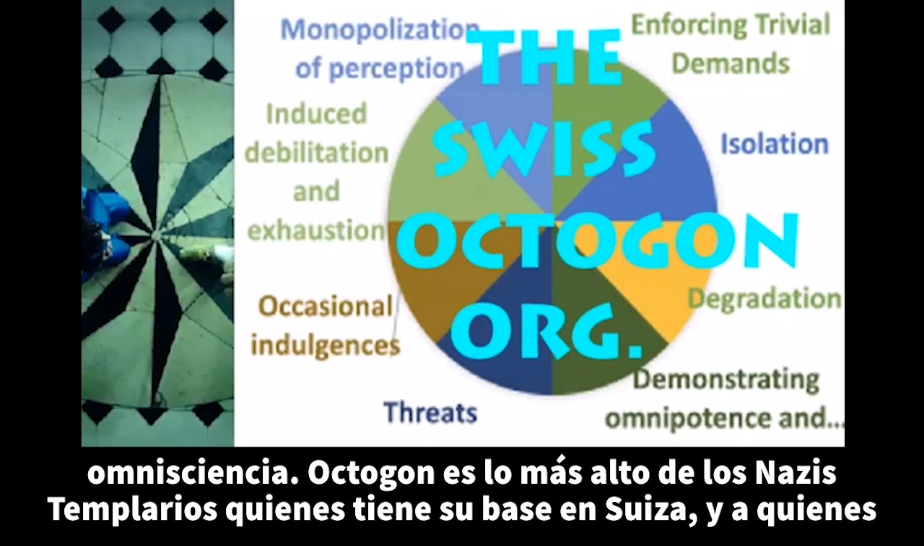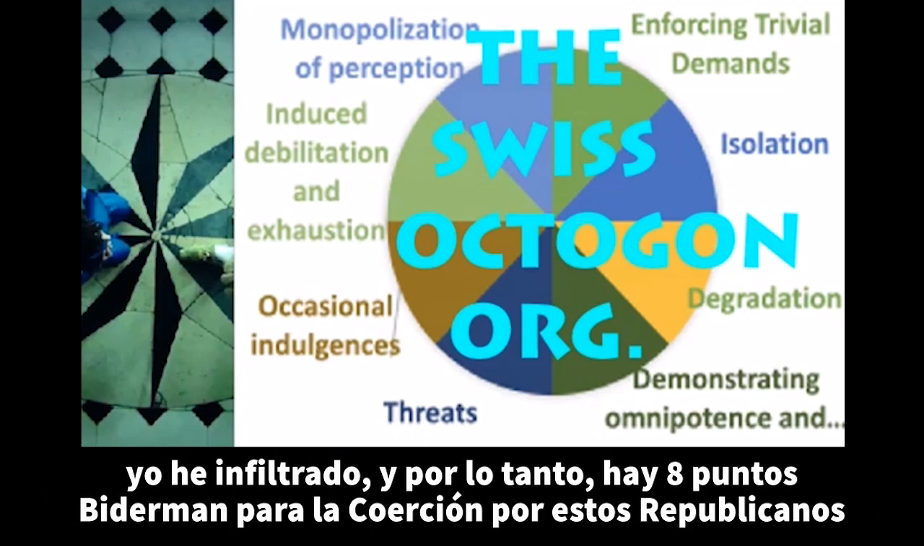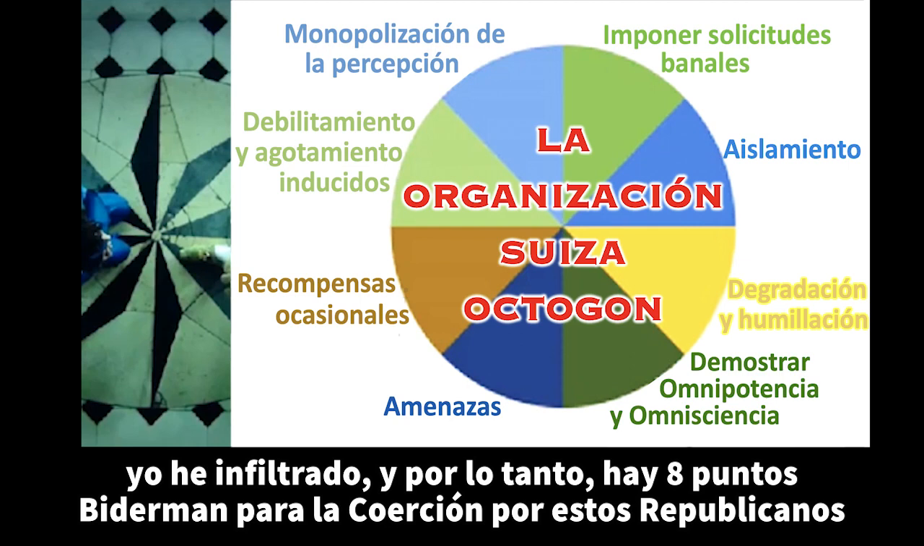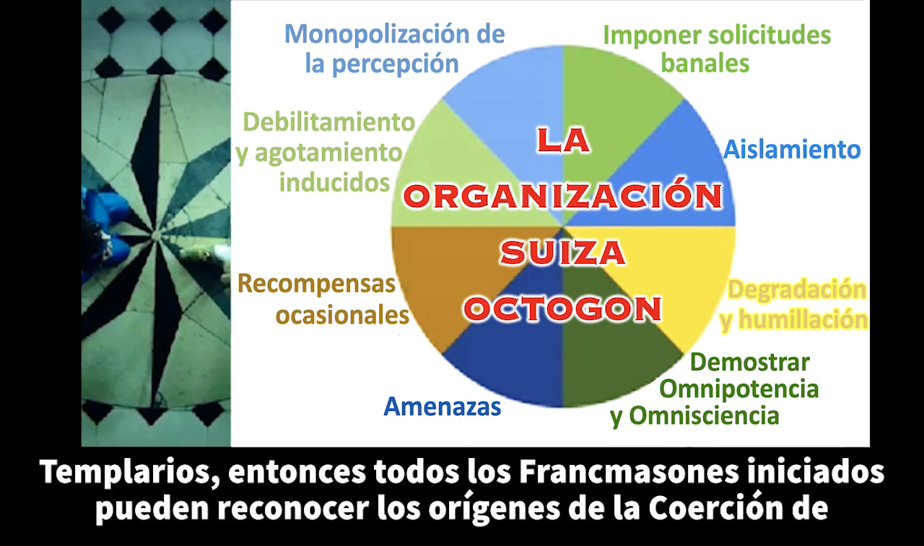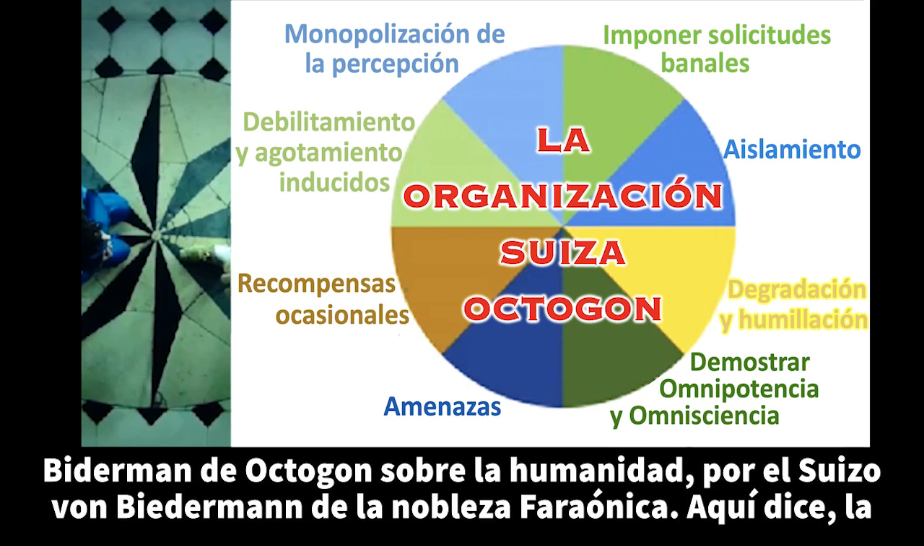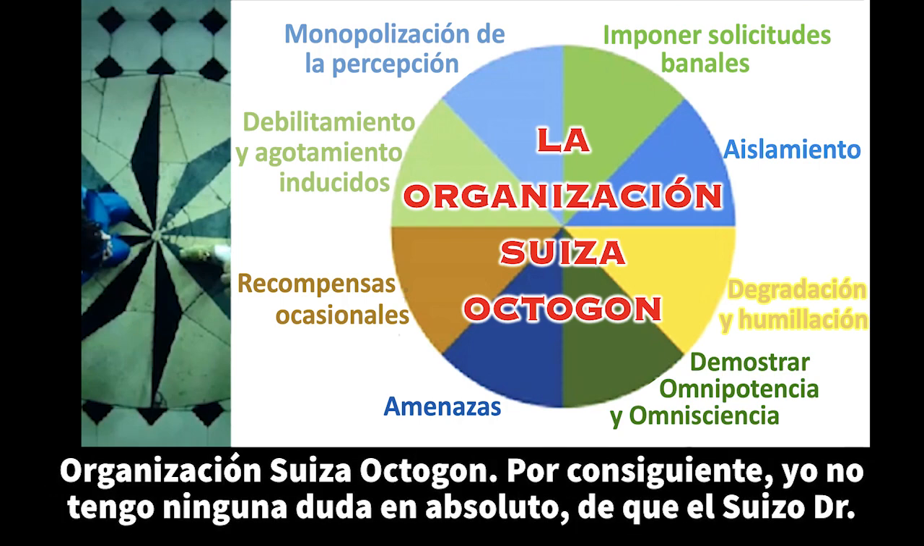Octagon is the top of the Nazi Templars who are based in Swaziland and whom I had infiltrated. And therefore there are 8 Bidermans for the coercion by these Templar Republicans, so that all their initiated Freemasons can recognize the origins of the octagon Bidermans of coercion over humanity, by the Swiss von Biderman of Pharaoh's nobility. So here it says the Swiss Octagon Organization.